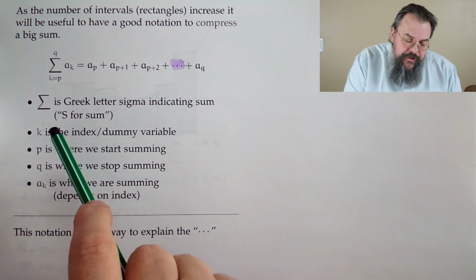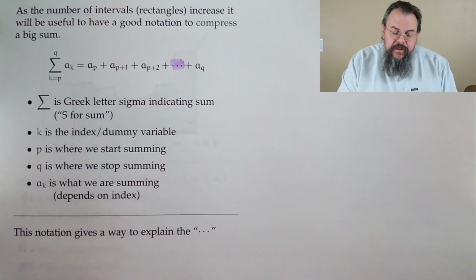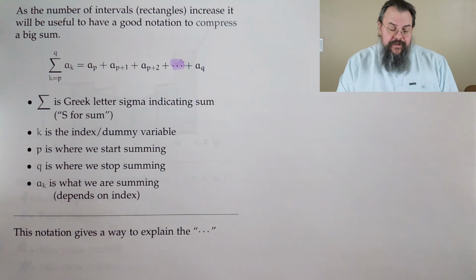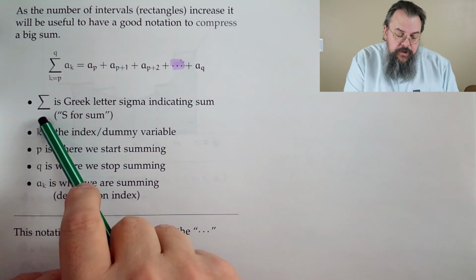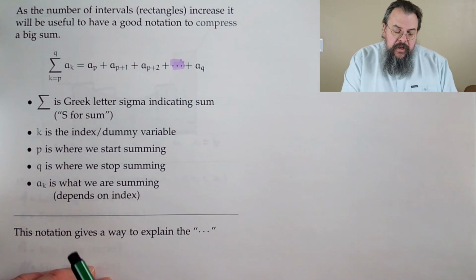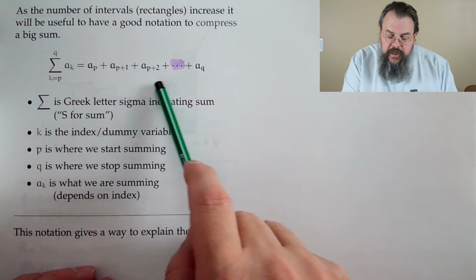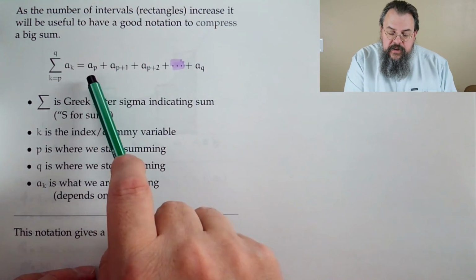Okay, so that's why we see the sigma. It's really a stand-in for saying, hey, we're adding things together. So whenever you see sigma going forward, think sum. Now, you have an index, and you'll notice it's not here on this right-hand side. There's no k.